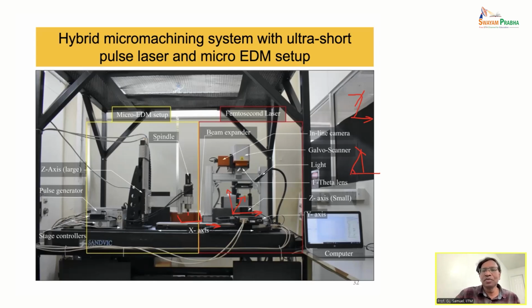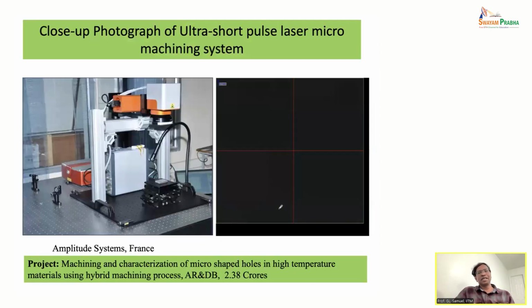And here we have another important thing, which is an inline camera. Inline camera means you can see the hole through this camera. Inline means on the same axis on which the laser is coming, the camera can also focus. So thus on the screen we can see what is actually happening. So this is the setup which we have developed.